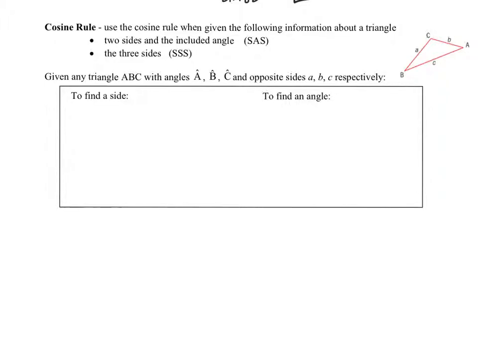So to find a side, I'm going to write the law of cosines all the different ways. Let's start with little a. The law of cosines says that little a squared is equal to b squared plus c squared minus 2bc times the cosine of angle A. Notice what will correspond: we have little a here and the cosine of A at the end.